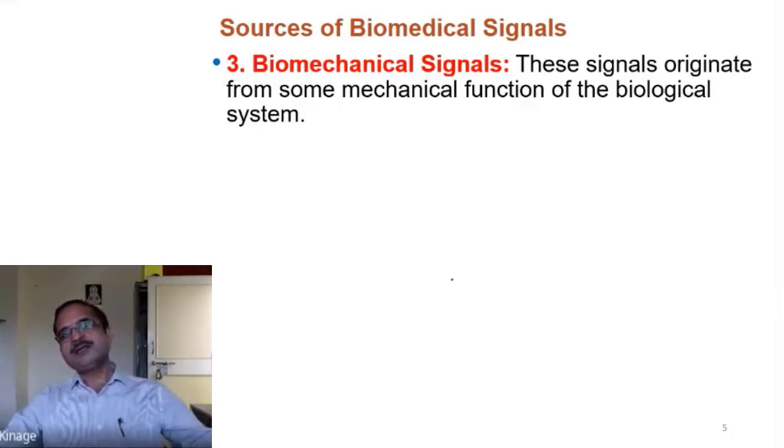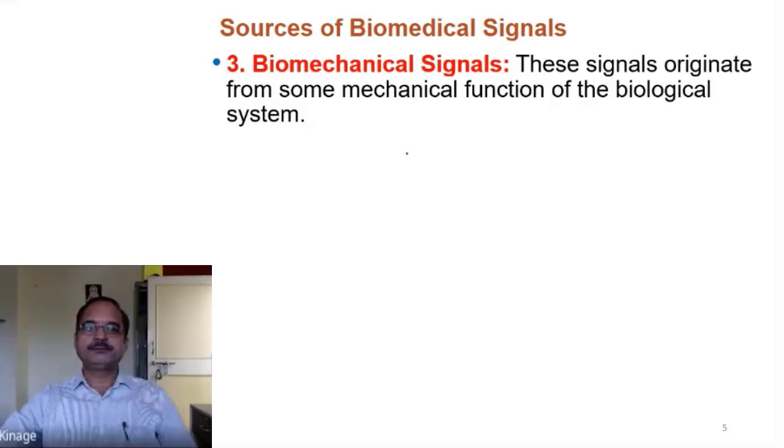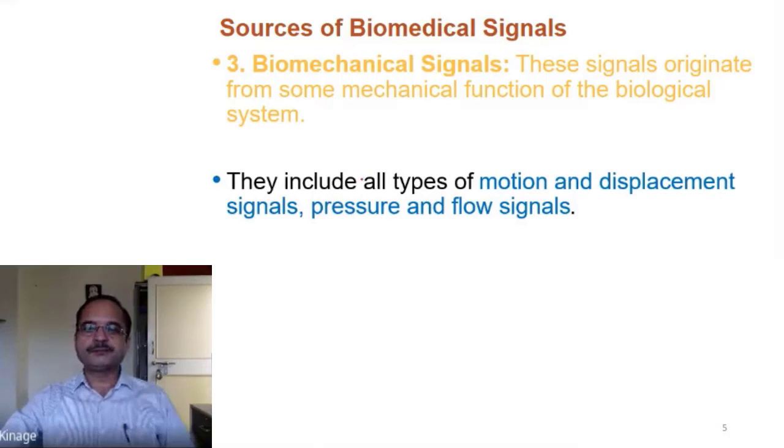So these are the signals of mechanical nature. That means some mechanical movement. Okay. For example, when we are breathing, our chest muscles and the related bones compress and expand, and some motion takes place there because of that. Okay, so that type of motion is the biomechanical signal.